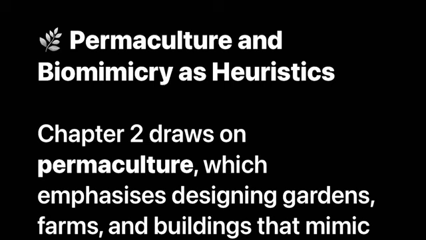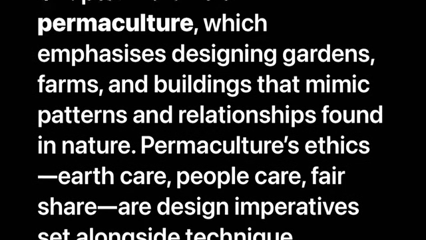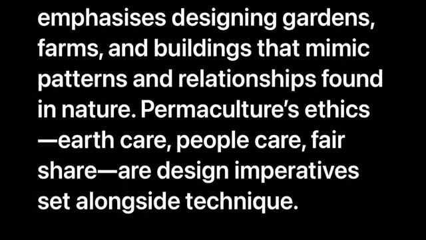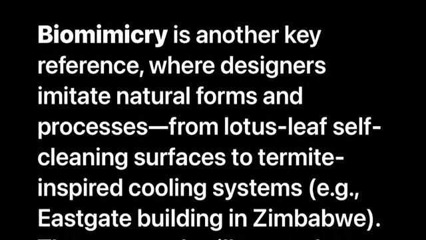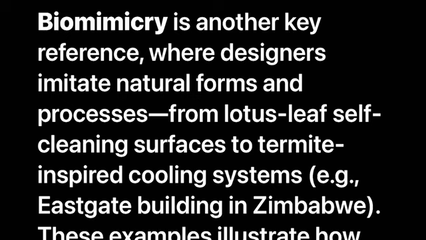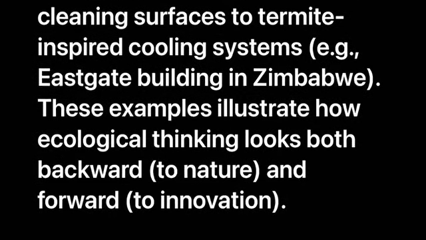Permaculture and biomimicry as heuristics. Chapter 2 draws on permaculture, which emphasizes designing gardens, farms, and buildings that mimic patterns and relationships found in nature. Permaculture's ethics, earth care, people care, fair share, are design imperatives set alongside technique. Biomimicry is another key reference, where designers imitate natural forms and processes, from lotus leaf self-cleaning surfaces to termite-inspired cooling systems, e.g., Eastgate Building in Zimbabwe. These examples illustrate how ecological thinking looks both backward to nature and forward to innovation.